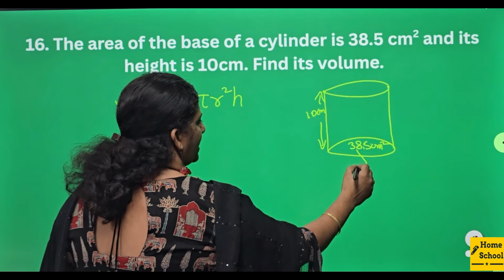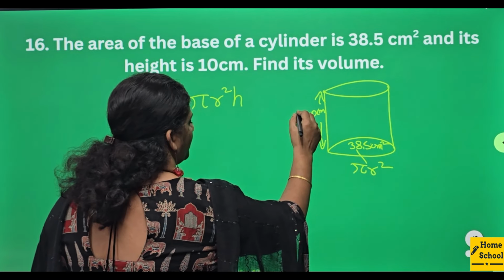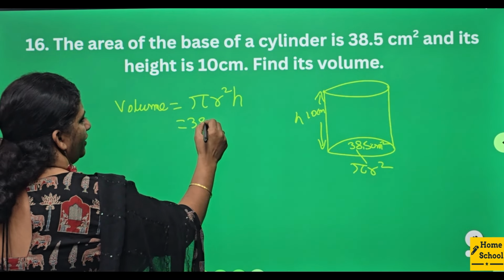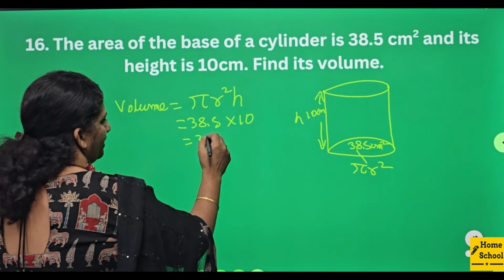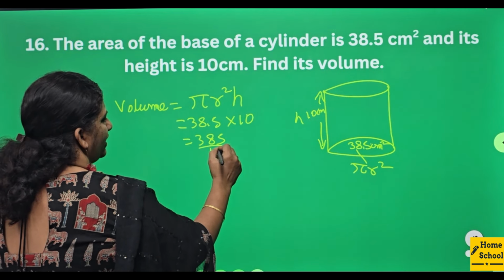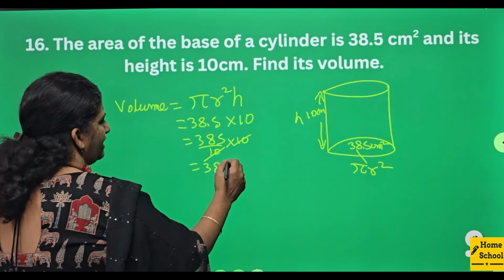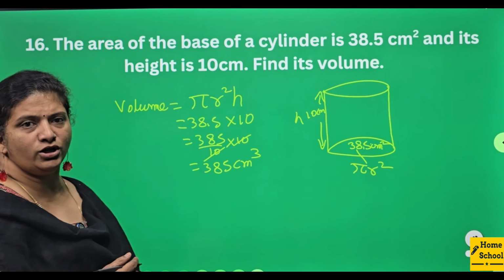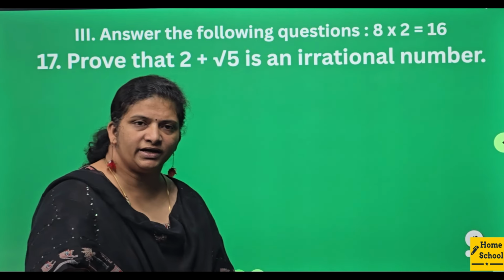We know this area of a base of a cylinder is none other than pi r square. This is the height. Therefore, 38.5 into 10. This can be written as 385 by 10 into 10. 10 will be cancelled. Your answer is 385 centimeter cube. Volume we should write in the form of cube. With this we complete our 2 marks.